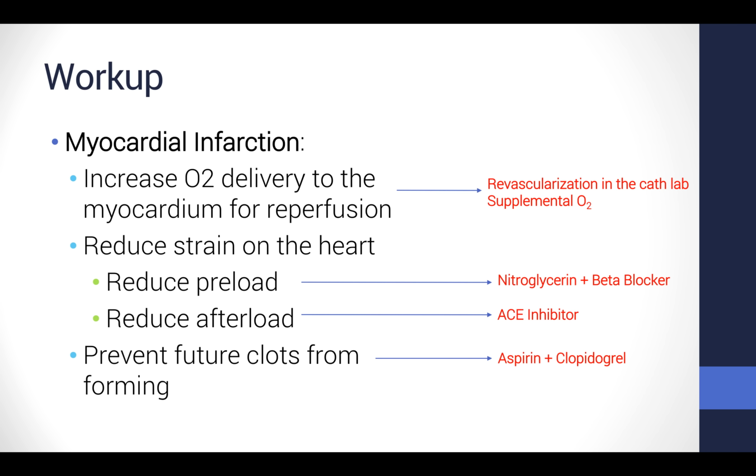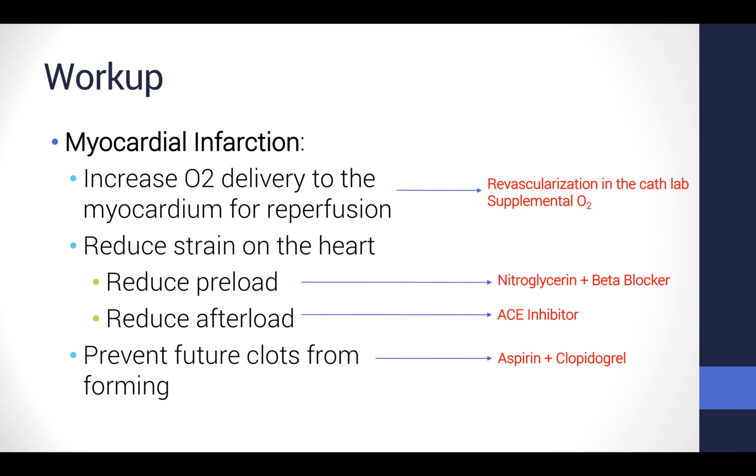So we do this by, one, hooking them up to oxygen, and two, taking them to the cath lab where we can actually go in with a catheter, find the artery that's being blocked, and we can either put a balloon in there and widen that artery, or we can put a stent in there to sit in the middle of the vessel and open it up and increase the diameter. Okay, both of these things will allow increased oxygen delivery because we're increasing blood flow to that area to reperfuse as much of the heart muscle as we can. Okay, after we do that, that's the most important thing that needs to be done right away.